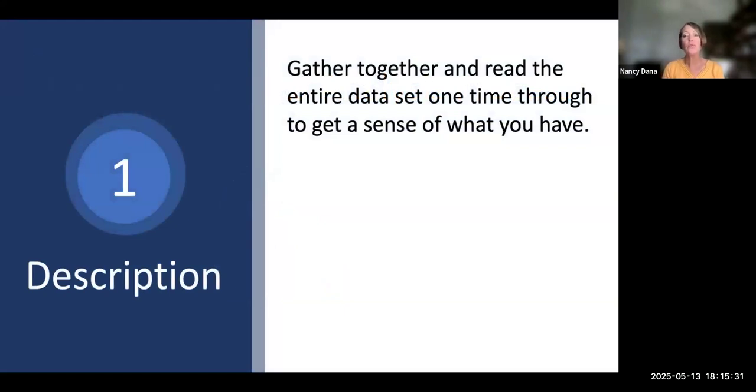So what you are going to do is gather together and read through your entire data set one time simply to get a sense of what you have. Remember, you may have collected data over a period of time, and classrooms are really busy places, so you might not remember everything. So this is a time to say, okay, let me look at everything that I have so I can remember what I collected and it's fresh in my head.